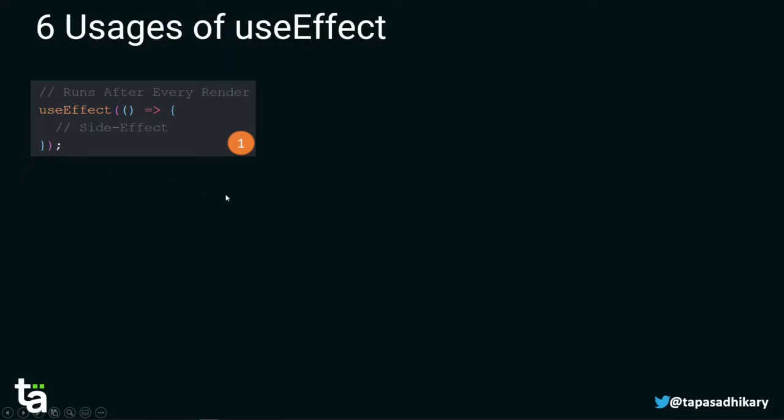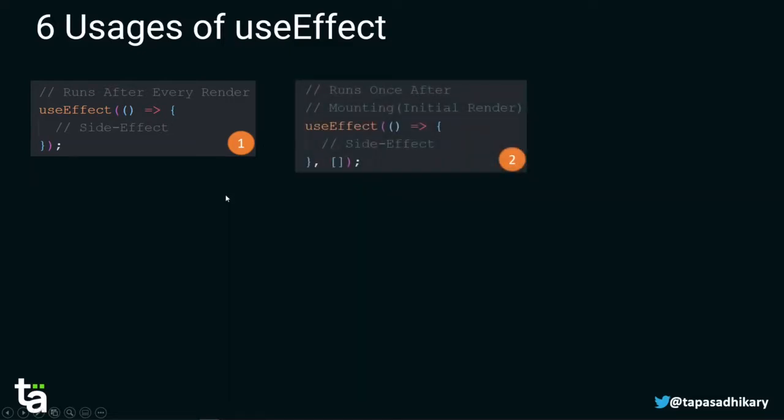Now what if you want to run the side effect only on the mounting or the initial render, and after that you don't want to run the side effect at all? A simple use case for this will be when the component loads or mounts, you want to fetch some data from the database, and after that you don't want to do it on every render. For you, a single render fetching is enough. So in that case, that side effect you are going to put over here.